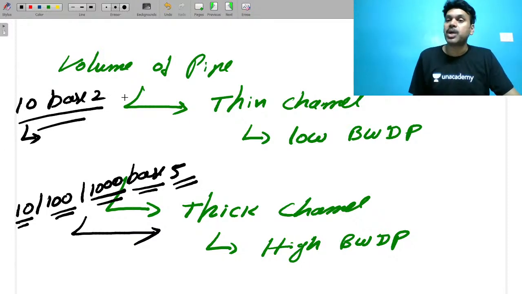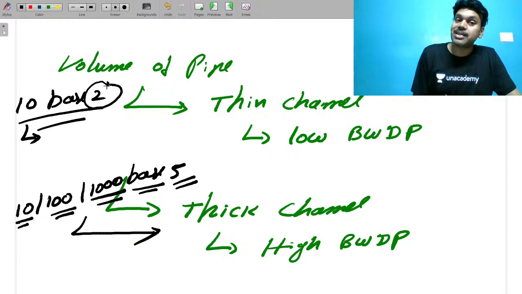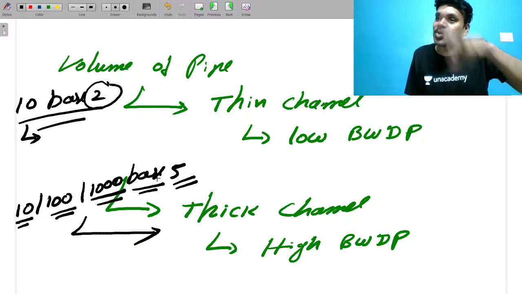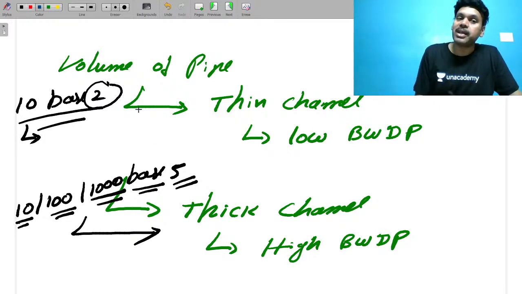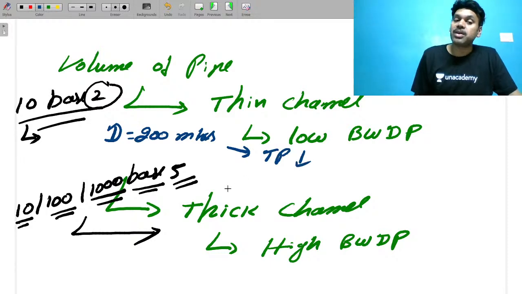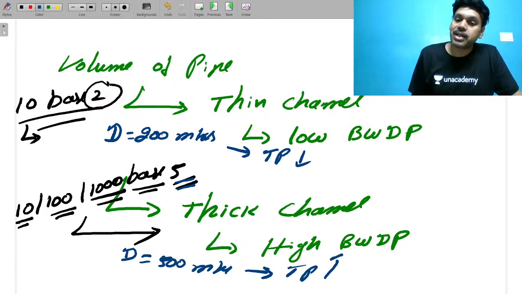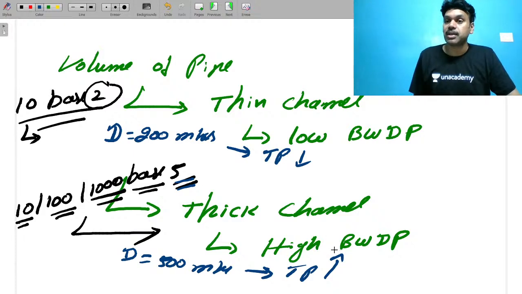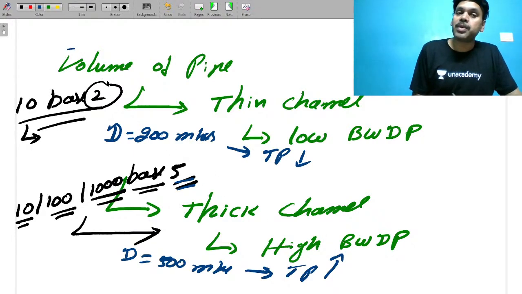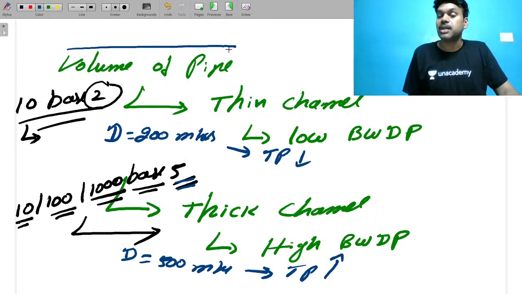2 is nothing but 200 meters. Here the distance is smaller, that's why TP is smaller. Observe carefully, my dear friends. Here the distance is 200 meters only, so when the distance is smaller, your TP is also going to be smaller. And see 500 meters: here the distance is up to 500 meters. Then what is going to happen? Your TP is going to be double that of your thin channel. So these are the two volumes of the pipe in real time.